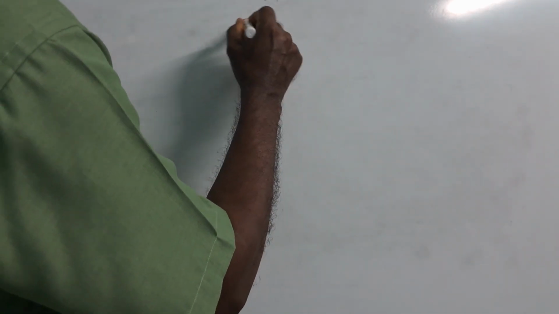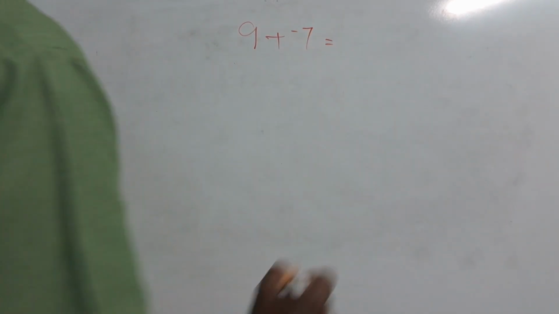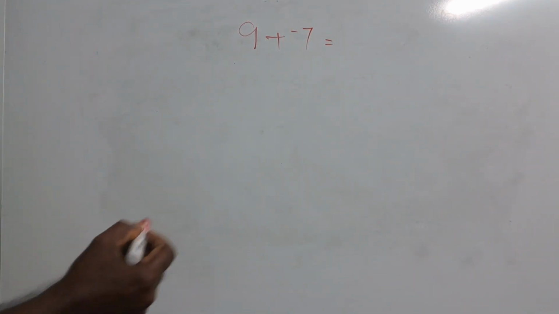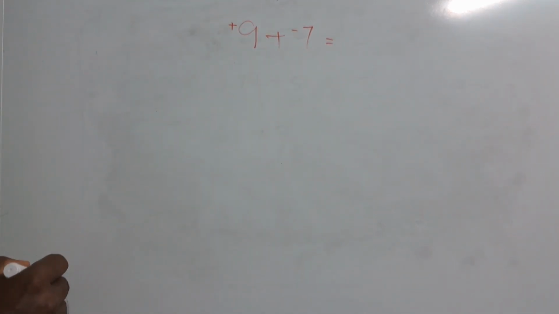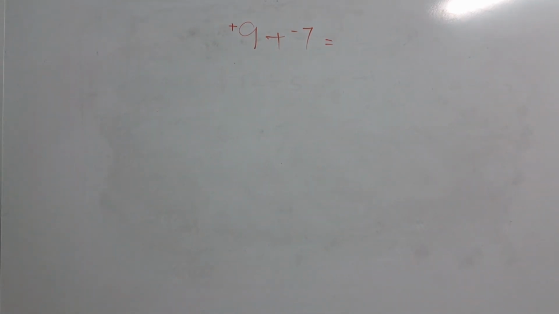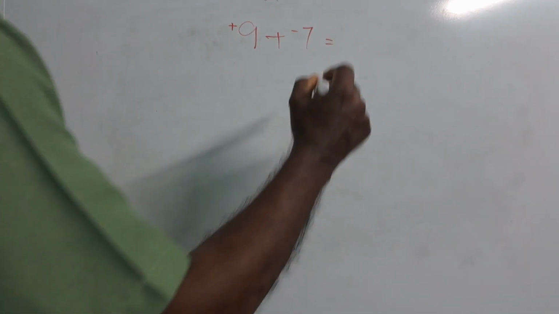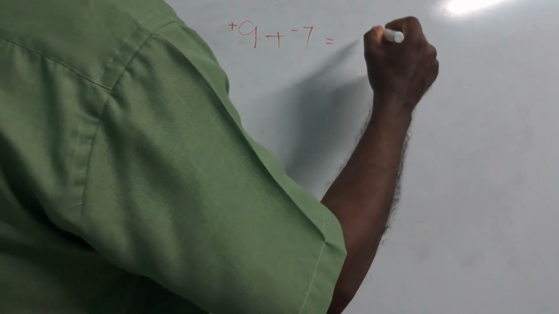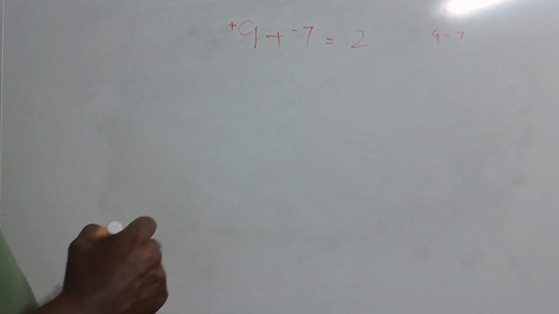There is the addition of two numbers having different signs. 9 plus negative 7. See, 9 is actually plus 9 or positive 9. So these two numbers carry different signs. To add such numbers, we need to find the difference. The difference is 2. 9 minus 7 is 2.